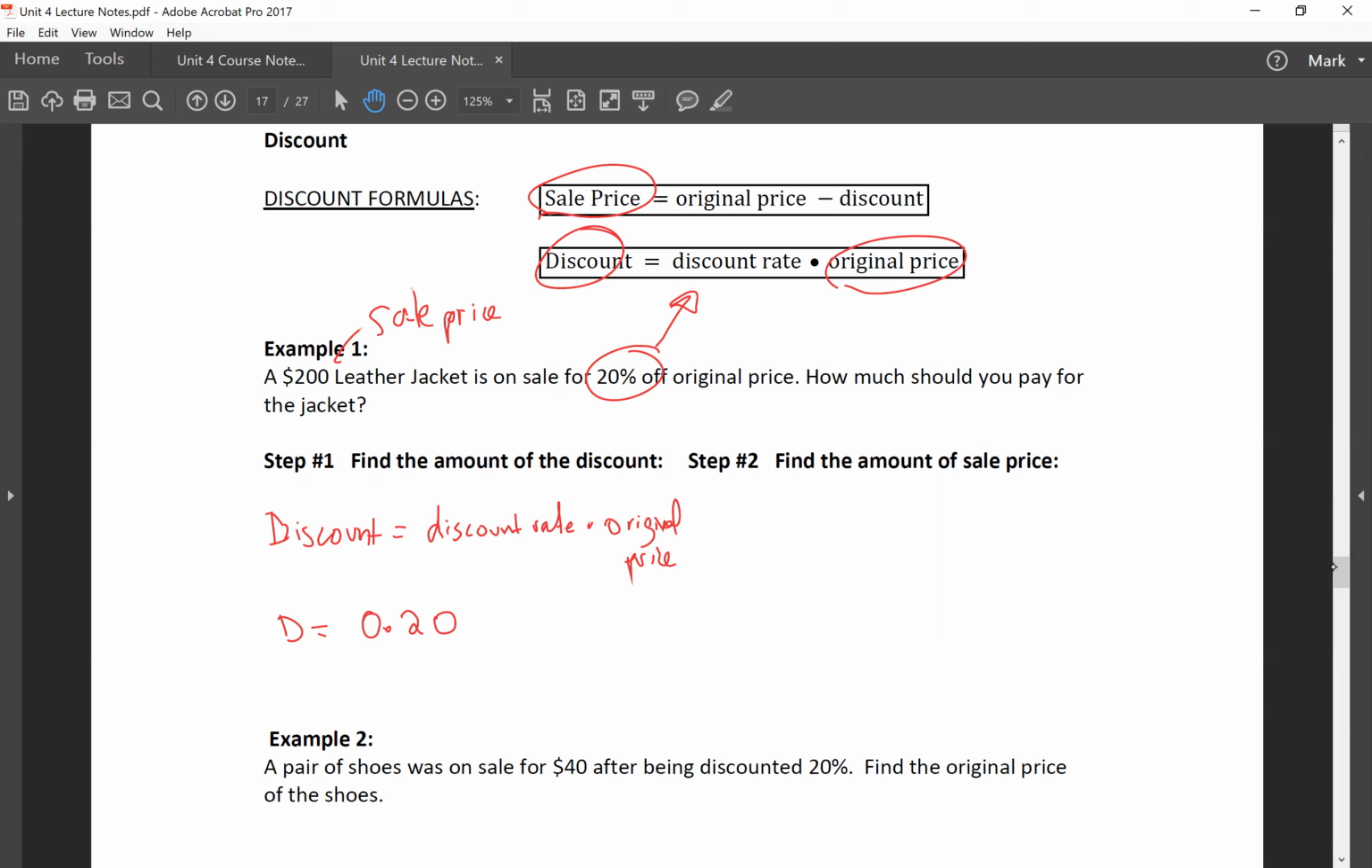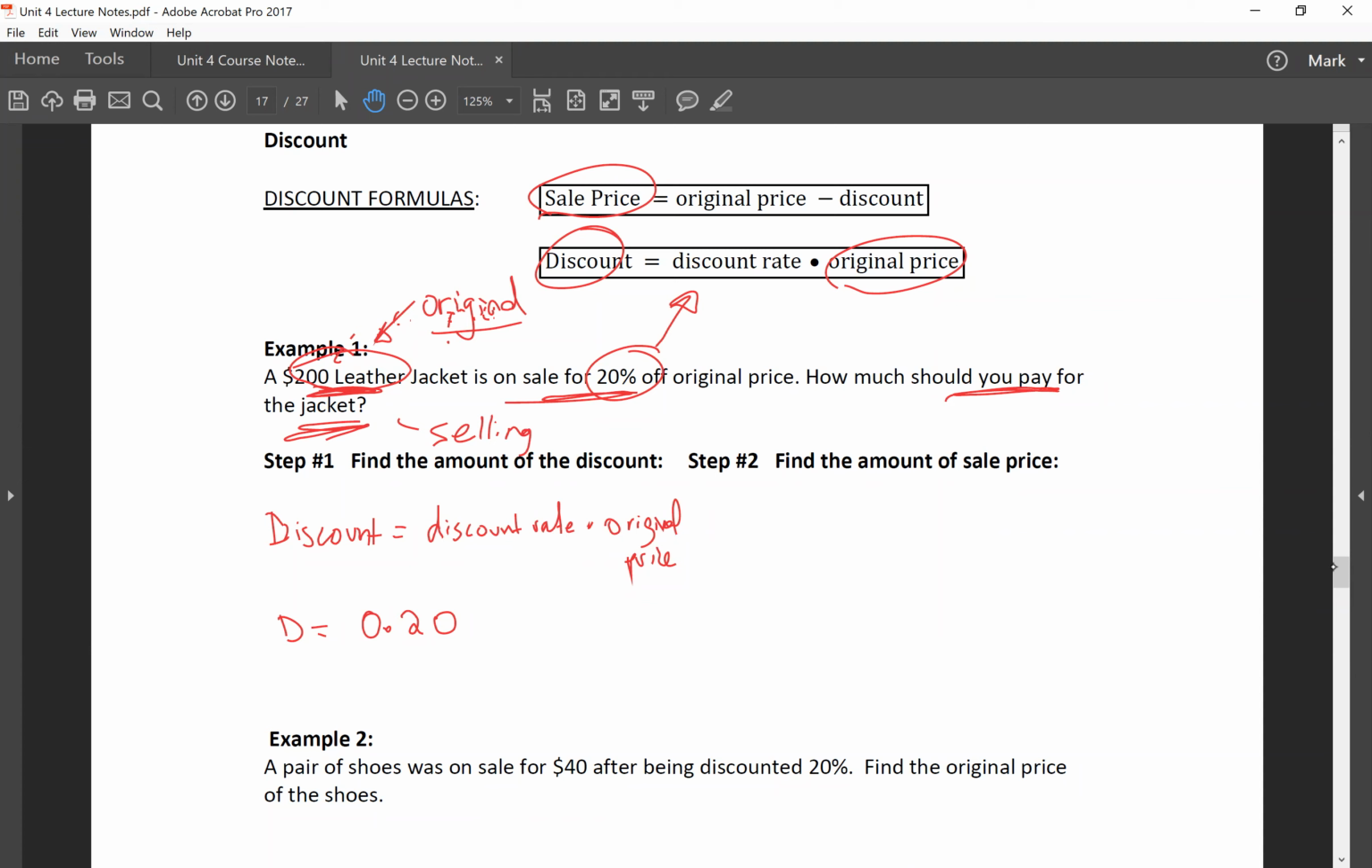Oh, sorry, I'm wrong. The 200 is what we would call the original. It's the selling price, like what the consumer pays for it. Sorry about that. I was kind of mixing up the first part and the new part. This is the original price. This is what it costs. A $200 leather jacket is on sale. How much should you pay? This is the selling price. Sorry about that. My brain was thinking of the previous example.